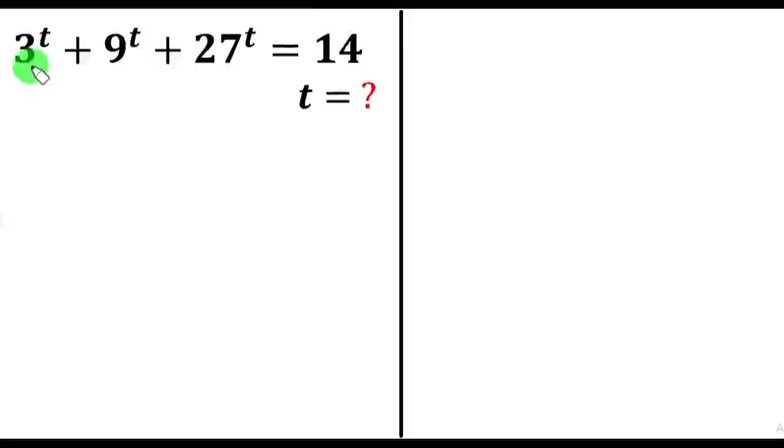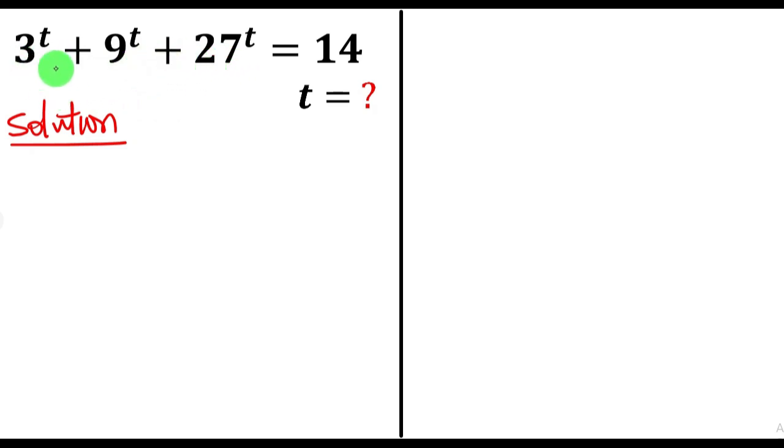Solving this question: 3 raised to the power of t plus 9 raised to the power of t plus 27 raised to the power of t equals 14, and we have to find the value of t. Solution. This type of question can be started at any side of the equation.